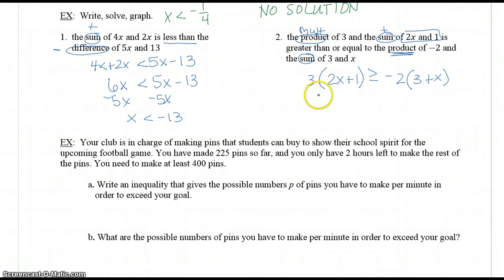Distribute on both sides. So here we get 6x plus 3 greater than or equal to negative 6 minus 2x. We want all the x's on the left, so I'm going to add 2x to both sides and get 8x. We want all the numbers on the right, so I'm going to subtract 3 from both sides, and I get negative 9. Divide, and you get negative 9 over 8. That does not divide evenly, so you just leave it. And if you were to plot that on a number line, it'd be between negative 1 and negative 2.